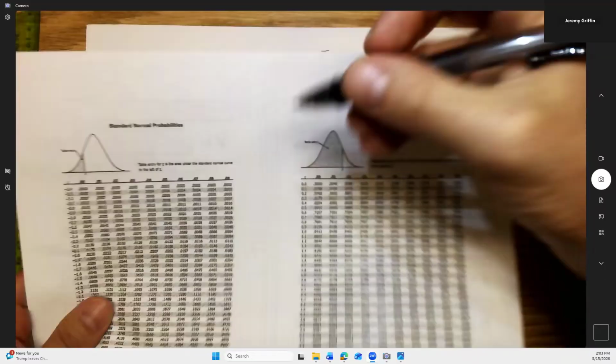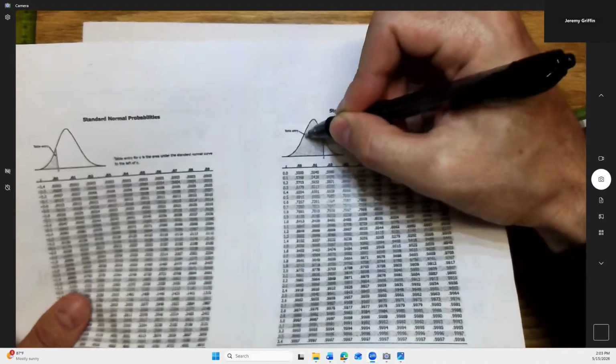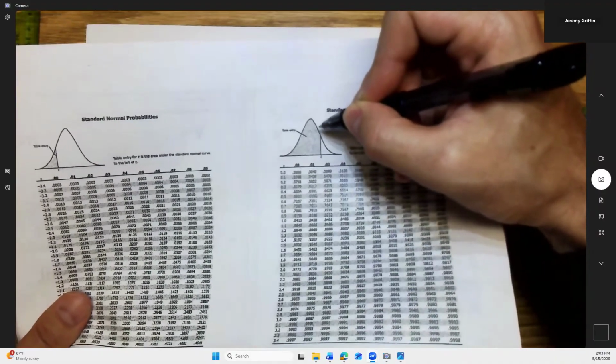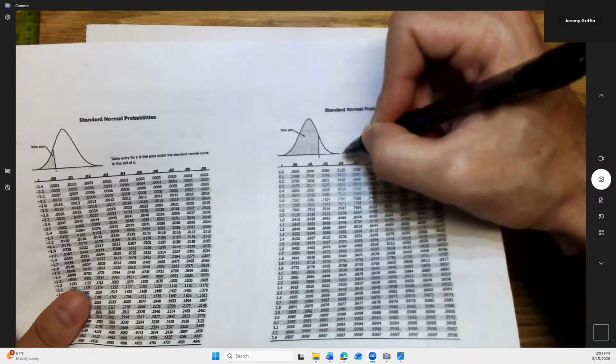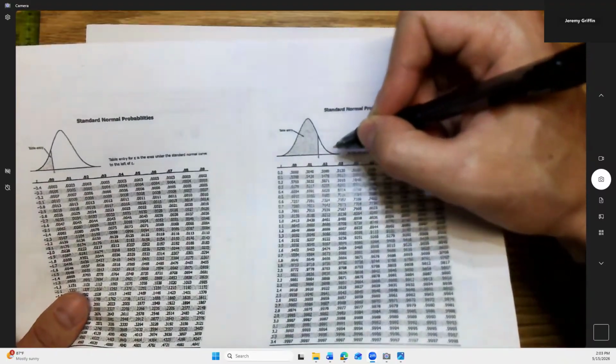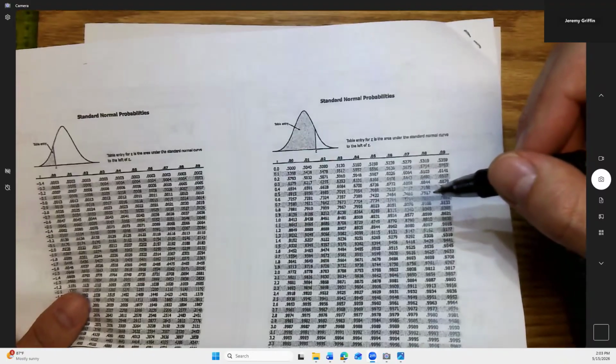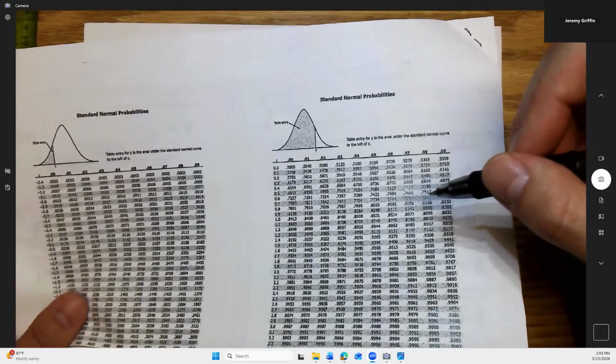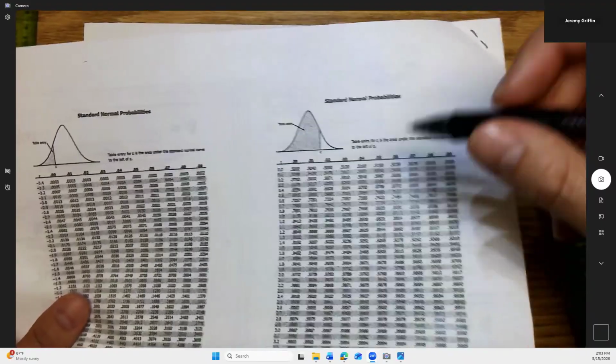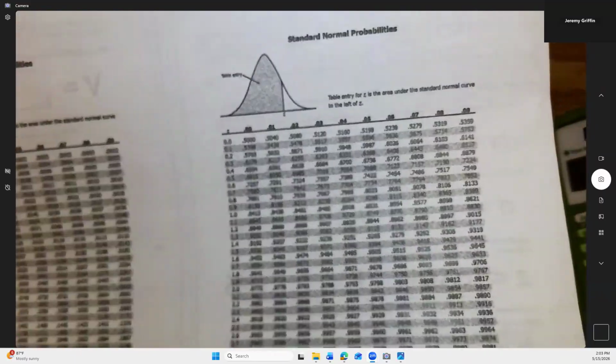Now, guys, there's still one more thing I have to do. If this shaded region represents 81% of people, then this tail over here on the right is how many percent? Pretty close.